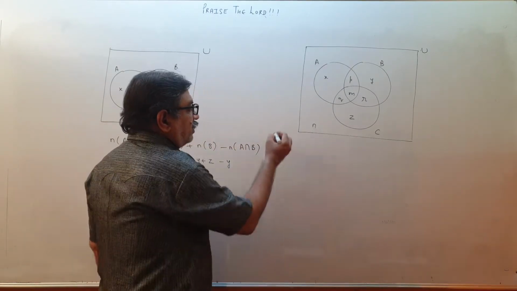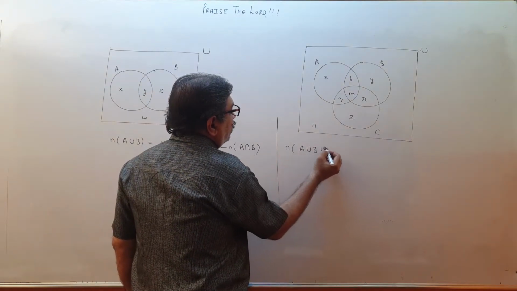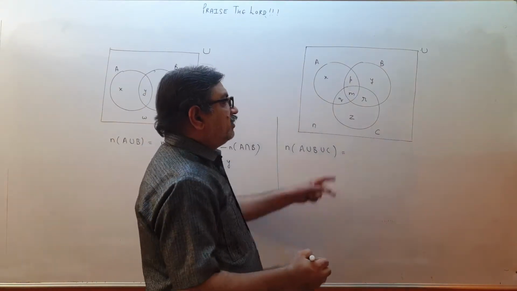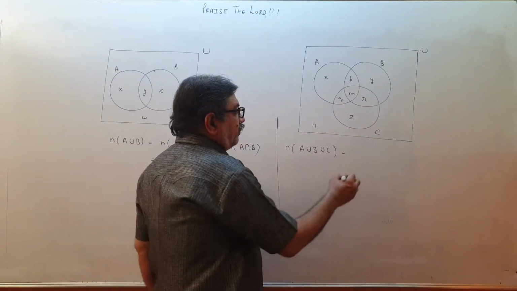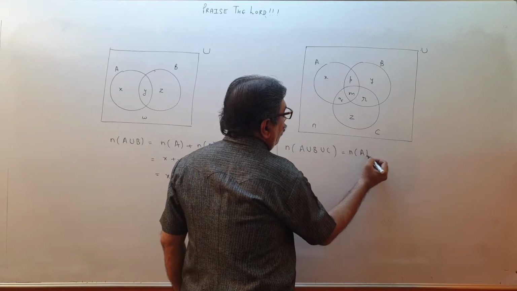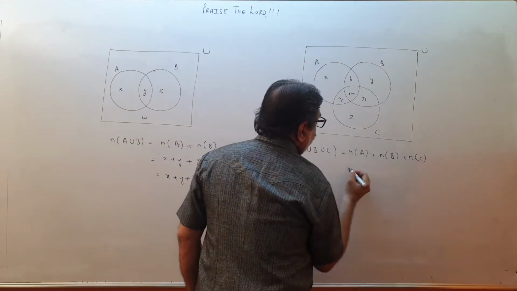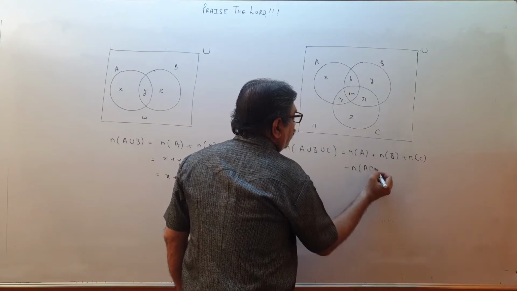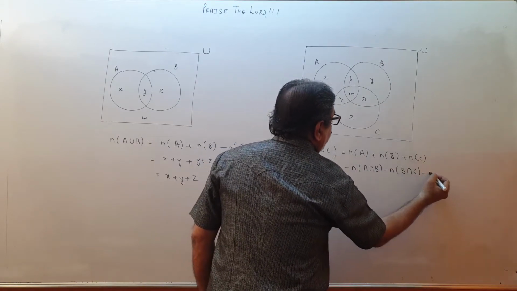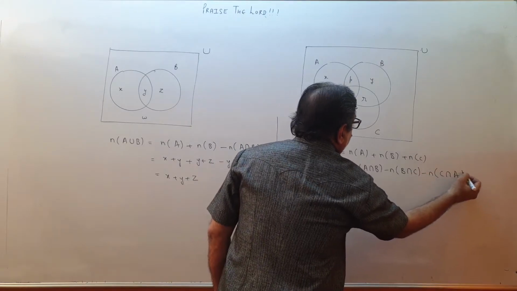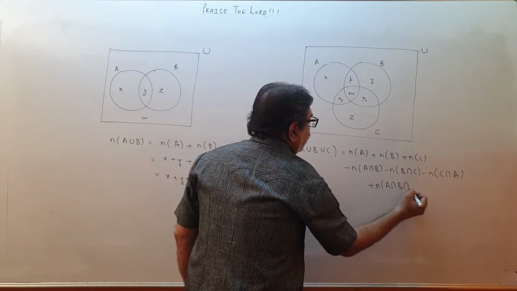So if I want the number of elements in A union B union C, I know it is X plus Y plus Z, P plus Q plus R plus M. But the formula goes like this: n(A) plus n(B) plus n(C) minus n(A intersection B) minus n(B intersection C) minus n(C intersection A) plus n(A intersection B intersection C).